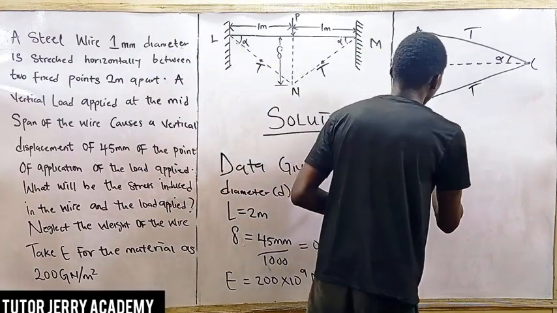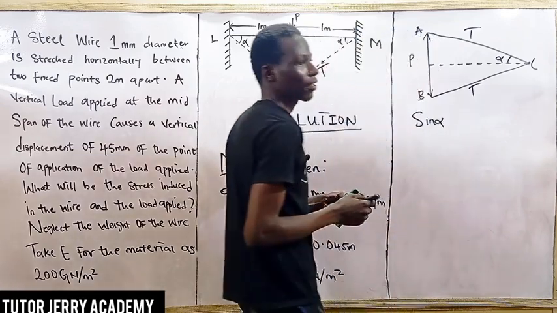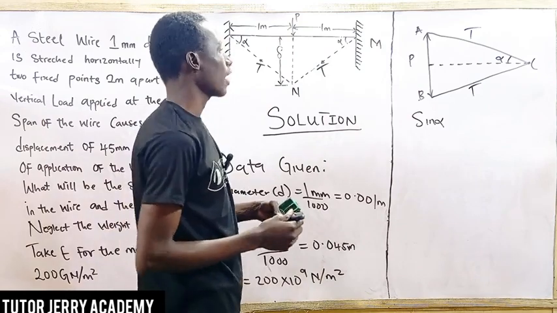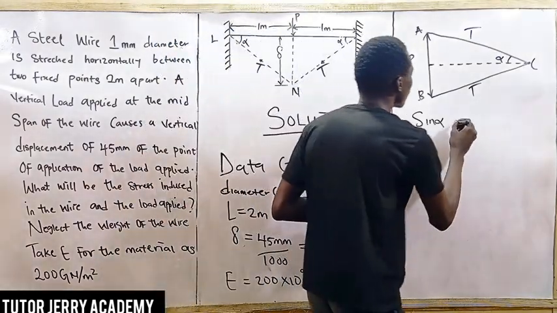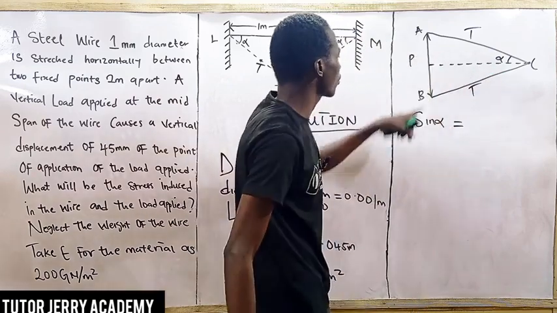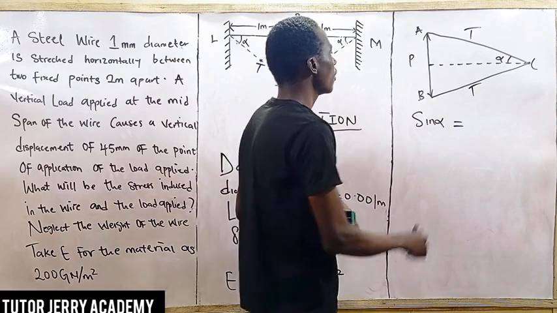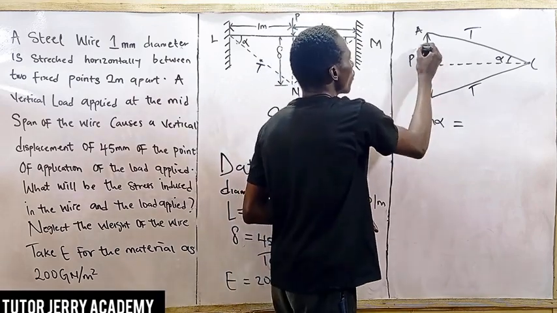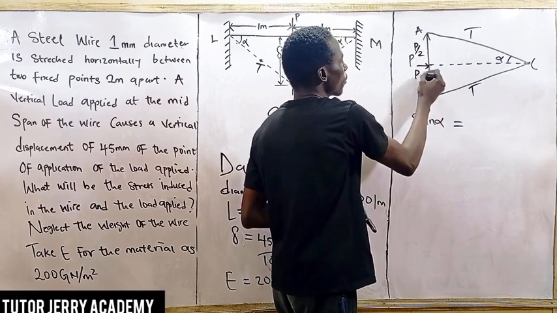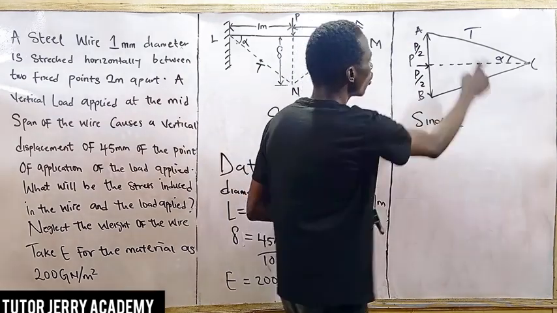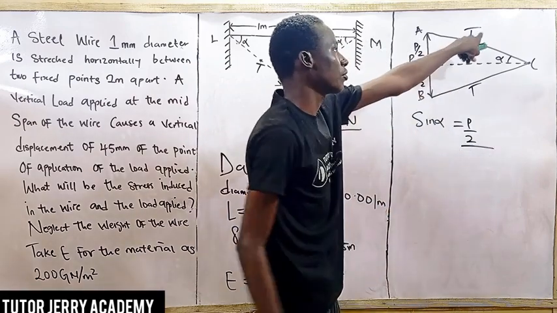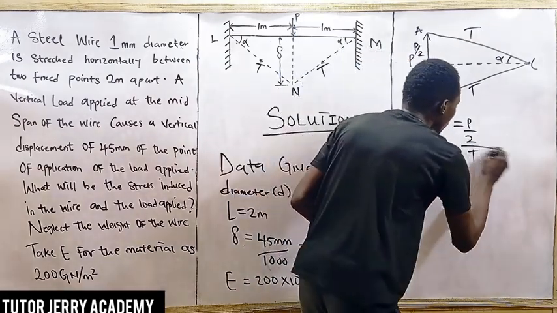Of course, from our SOHCAHTOA, we know that sine is nothing but opposite all over hypotenuse. So this will be equal to, of course, the opposite of this angle is this, but the total length is P. Of course, we know that here will be nothing but P all over 2. It's half of P, and here will also be P all over 2. So the opposite will be P all over 2, all over hypotenuse, which is T. So this is what we have.